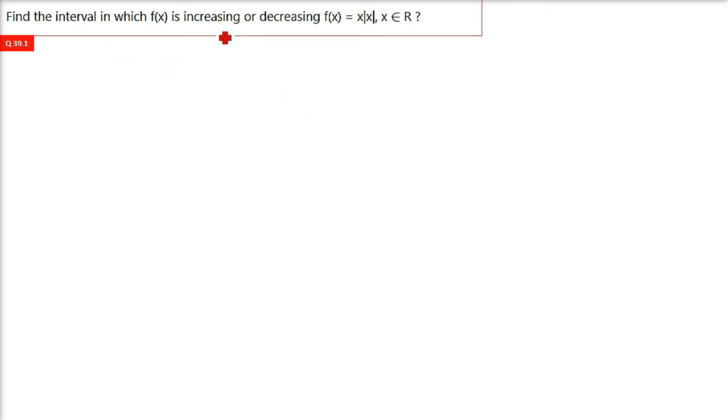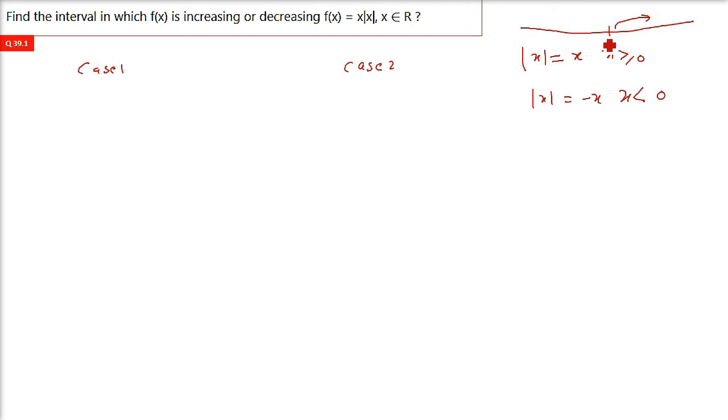Find the interval in which this fx, x into modulus x, is increasing or decreasing. So modulus x is x if x is greater than or equal to 0. It is positive. If x is less than 0, then modulus x is going to be negative x. Now case 1, case 2 we are going to take, one for the positive, one for the negative. And since we are talking about real numbers, we will take just two parts. One which is greater than 0, means 0 to infinity, and one which is less than 0, that is negative infinity to 0. So x is greater than or equal to 0, x is less than or equal to 0. So these two cases we have to take.